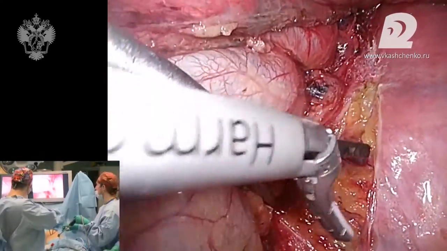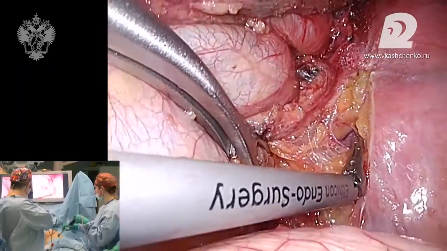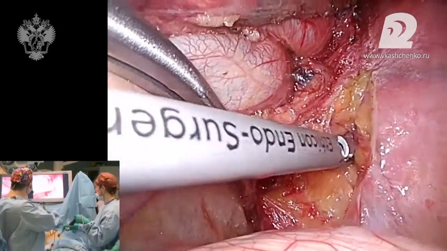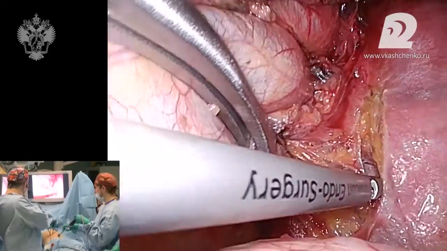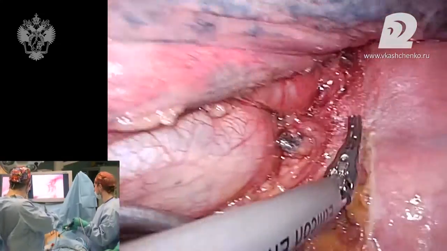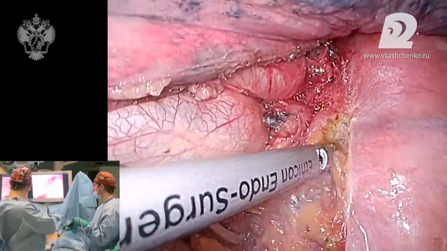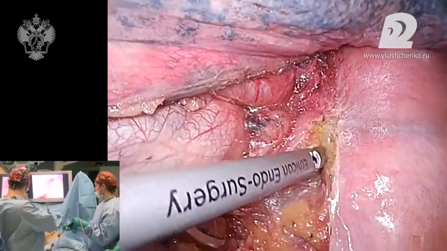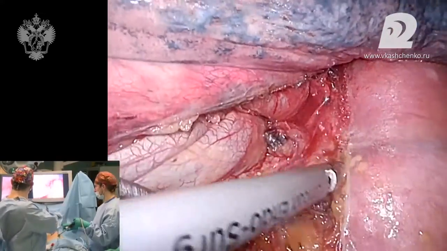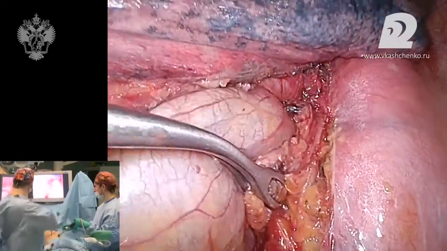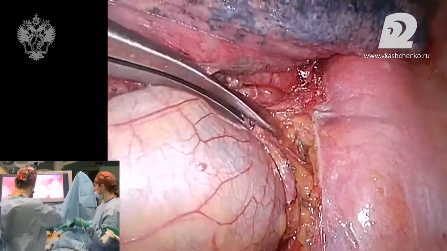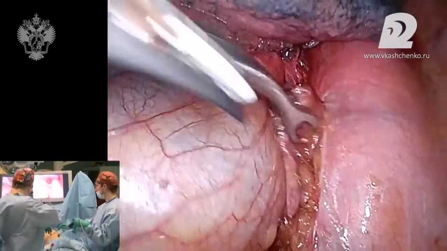We have to go a little bit downwards, maybe a more aggressive approach is allowed here. We have to grab more of the fatty tissue. The esophagus is fed by the bronchial plexus. Sometimes they can be seen. Our patient is quite a heavy guy. So I'll change the position here. Please help me with the lung.